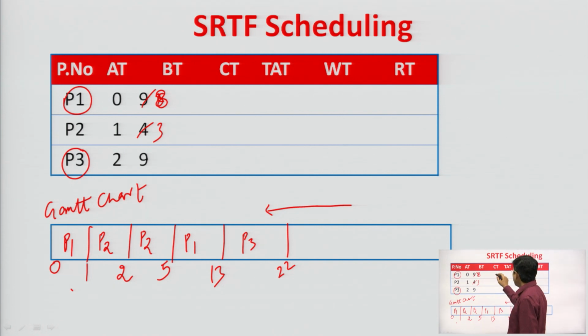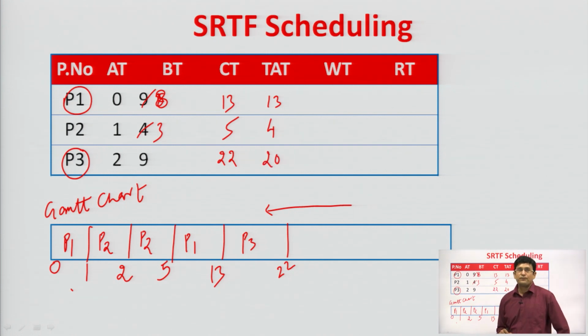Completion time for P3 process is 22, for P1 process it is 13, and for P2 process it is 5. Let us find out the turnaround time, which is the difference of the completion time with the arrival time. So the turnaround time for P1 process will be 13 minus 0, for P2, 5 minus 1, 4, and 22 minus 2, 20 is the turnaround time for P3 process.